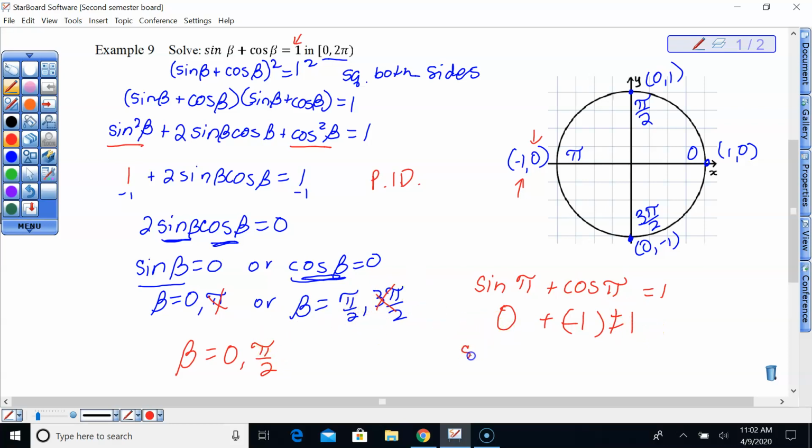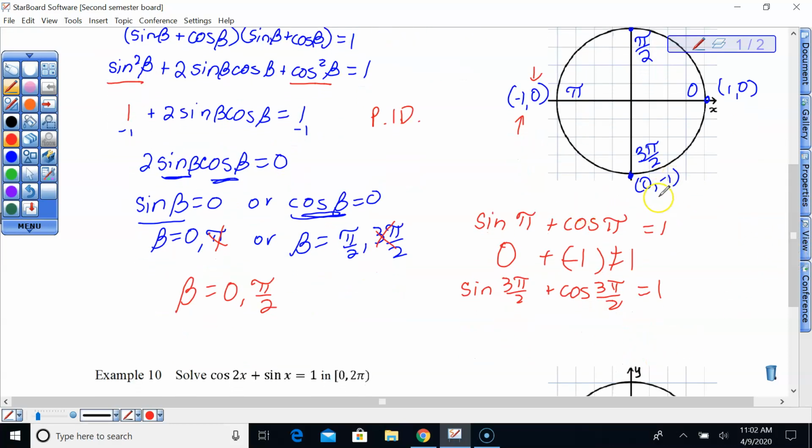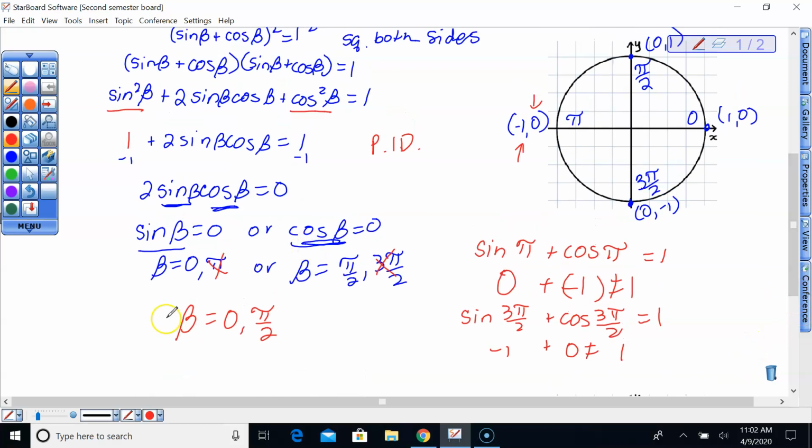Same thing would happen if we were to do sine of 3 pi over 2 plus cosine of 3 pi over 2 equals 1. So if we go to 3 pi over 2, your sine is negative 1 and your cosine is 0. And that also does not equal 1. So those solutions are extraneous. So your final solution here is 0 and pi over 2.